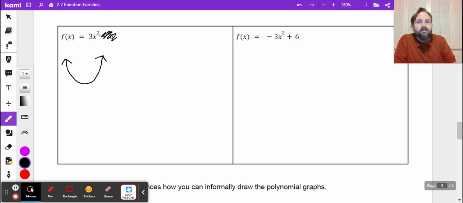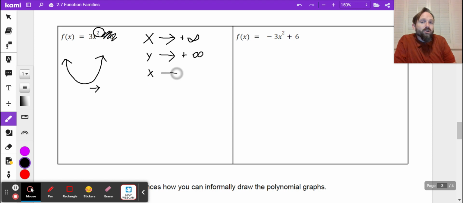Now I check and I see that 3. I'm going to see, is it positive or negative? It's positive. So it's this. We're going to talk about this later, but as x approaches positive infinity, as x goes right, then y is going to approach positive infinity. As x approaches negative infinity, is the graph going up or down? The graph's going up, so the output is going to approach positive infinity.